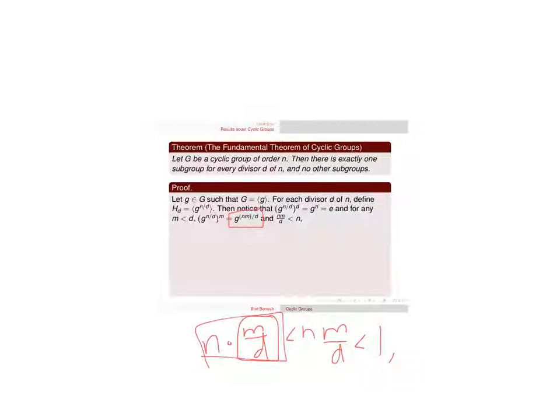Take a look. Notice that if I take the dth power of this element here, I get g to the n, and n is the order of g, so I get the identity. Take any smaller power, and it's smaller. But look, n times m over d is going to be less than n, so I won't get the identity back, because the order of g means that n is the smallest positive integer that returns g back to the identity. All right. So the order of this element is d, which means H_d also has order d. That's good because I want to show you that there is exactly one subgroup for each divisor and there are no other subgroups. So I'm showing you that there's at least one, and we're done with that.